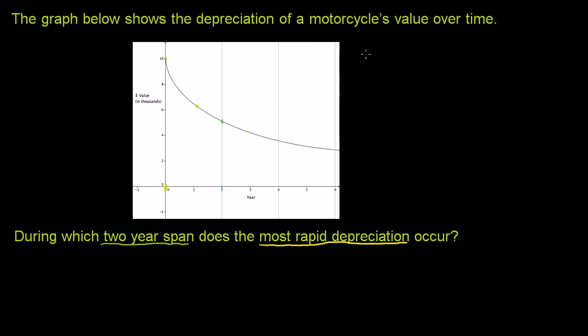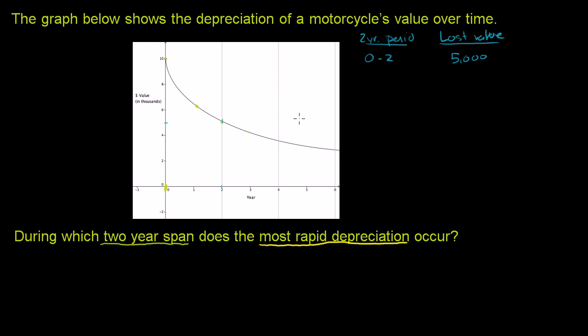So let me write 2-year period, and let's write lost value, or we could call it depreciation, either way. So from 0 to 2 years, we went from $10,000 to what looks like about $5,000. Right? That looks right about 5,000. So we lost $5,000 of value.